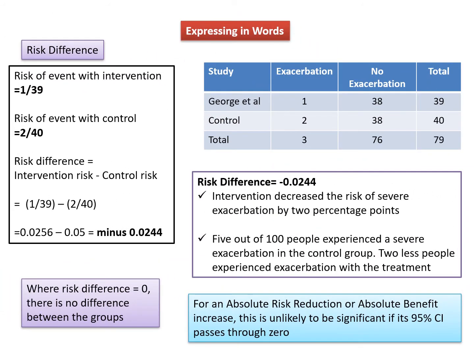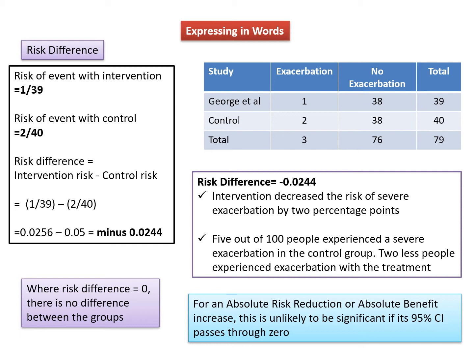Now let's look at a different example to explore risk difference. So again, in this different study, we are analysing the impact of an intervention on the number of patients presenting with an exacerbation of asthma. So let's say that the risk of the event with the intervention is 1 out of 39, and the risk of the event with the control is 2 out of 40. Well, the risk difference equals the intervention risk minus the control risk, which is minus 0.0244. How is this expressed in words?